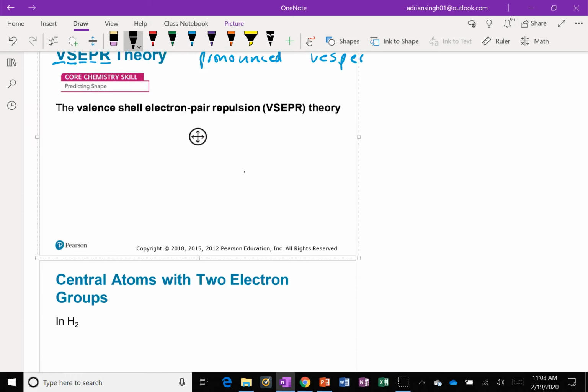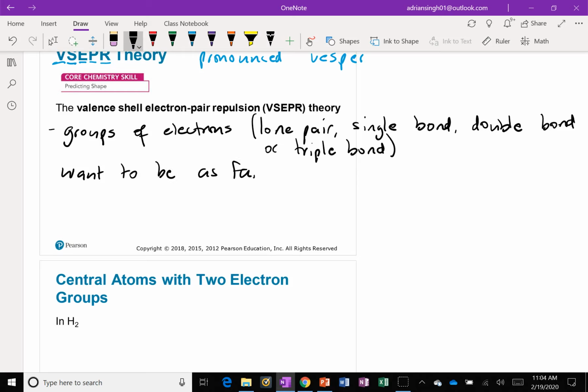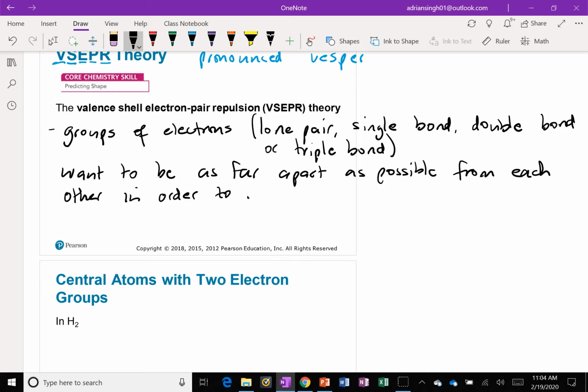It says that groups of electrons, and a group of electrons for our purpose here can be a lone pair, it can be a single bond, it can be a double bond, or it can be a triple bond, want to be as far apart as possible from each other in order to minimize the repulsions between them.